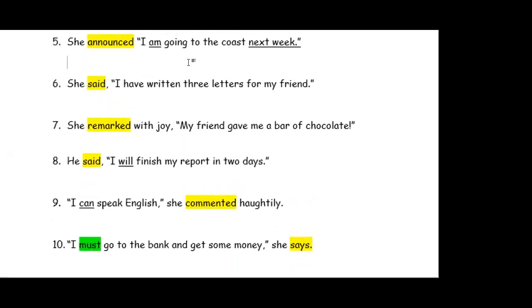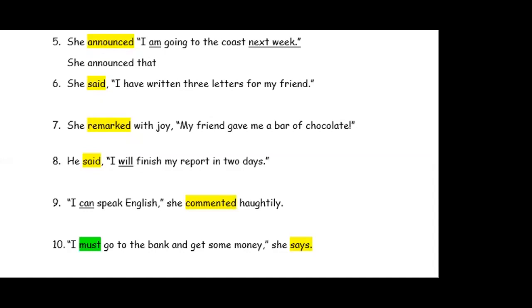She announced, I am going to the coast next week. What is the tense of this introductory verb? Tell me the tense of the verb first. It's in the past tense, right? When you announced something. Okay, so let's put this into indirect speech. I see Emma has already answered me. She announced that she is going to the coast next week. The first part of your sentence is right. She announced is correct. But something's incorrect there.